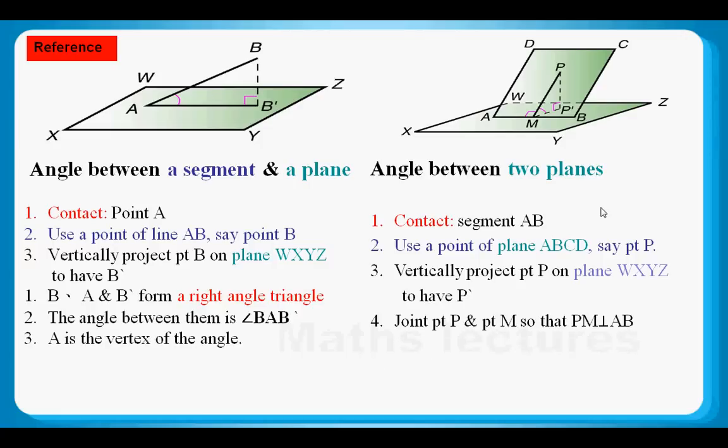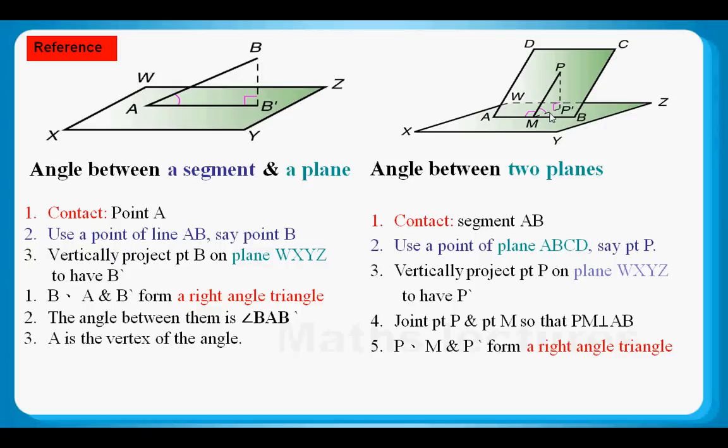However, there is one condition we have to pay attention to. If we have a point P on one plane, and this P has a line formed with the contact segment, then PM must be perpendicular to AB, and also P dash M, this line is required to be perpendicular to the contact segment AB.